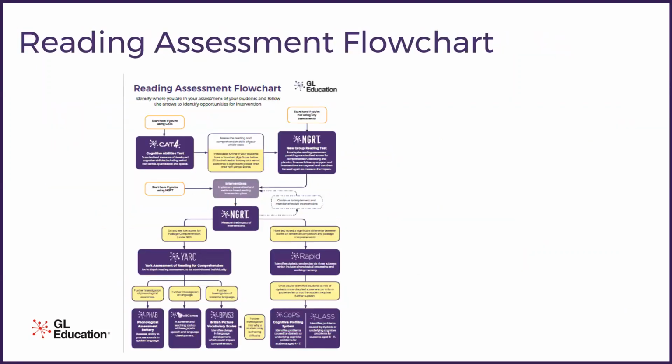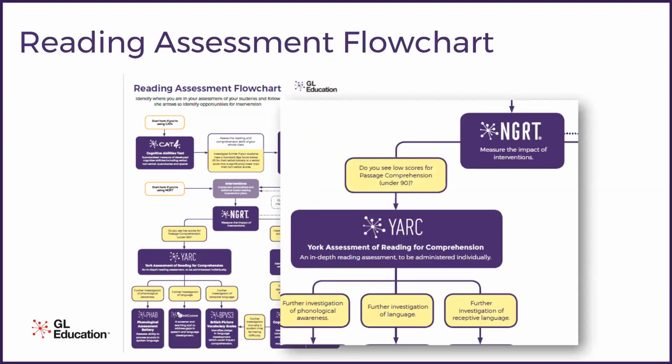Where particularly low scores are seen, be they in particular sections of NGRT or across the whole assessment scores, our reading assessment flowchart will be a useful resource to turn to. This flowchart details possible next steps with regards to further screening, depending on the scores seen. For example, where low scores are seen primarily in the passage comprehension section, you may find using our YARC assessment, which is the York Assessment of Reading for Comprehension, a useful tool to explore further where the student really needs support with their comprehension skills. This information can be found on our website in the NGRT support section.